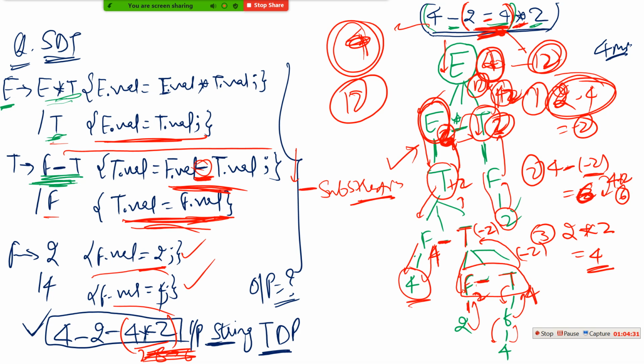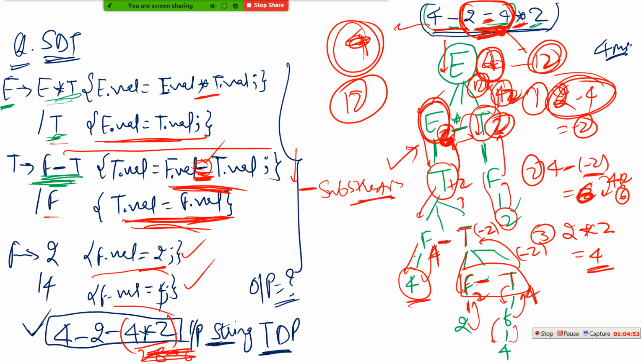But among multiplication and subtraction, you will observe that the subtraction exists below the multiplication symbol. That is why the precedence of the subtraction symbol is higher. Now, why did we solve this subtraction first?